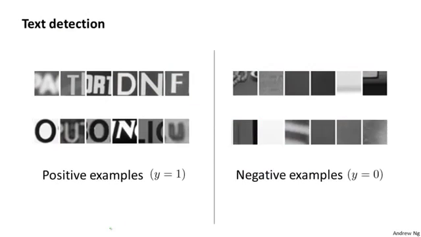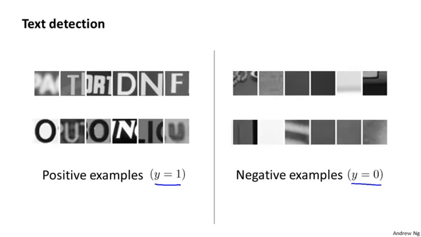Similar to pedestrian detection, we can come up with a labeled training set with positive examples and negative examples, with positive examples corresponding to regions where text appears. So instead of trying to detect pedestrians, we're now trying to detect text. And so the positive examples are going to be patches of images where there is text, and negative examples are going to be patches of images where there isn't text.